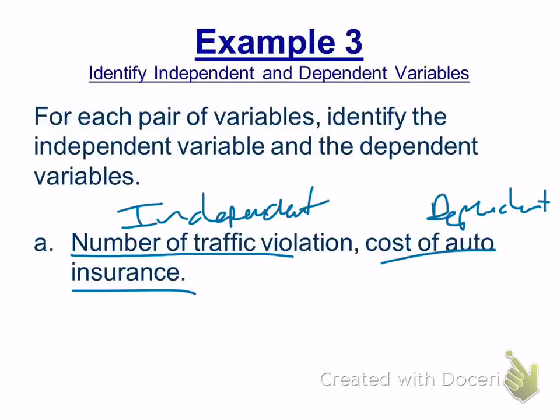Right, so you don't really have control over it. Once you have a traffic violation, your auto insurance is going to go up. Which piece can you control and have some type of input in? Right. The traffic violations, the independent variable, that's something that you can kind of control. But once you have that traffic violation, the cost of your insurance is no longer under your control. It's dependent on the other thing, right? Okay, so independent is the input variable.